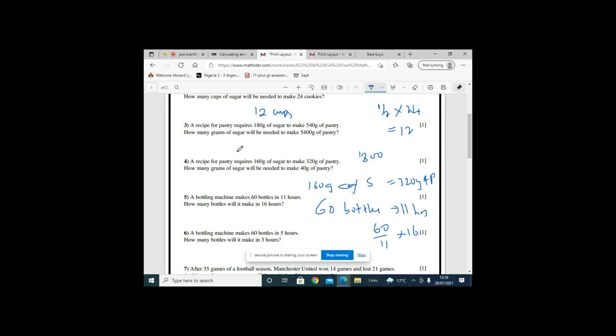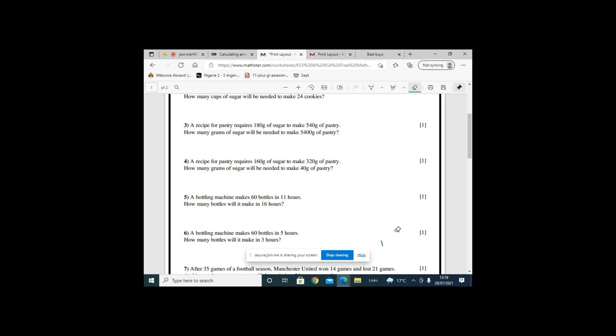So the second part of proportion is, I told you earlier that we have 2 types of proportions. We have the inverse proportion and the direct proportion. We discussed the direct proportion initially. When 2 things increase at the same rate, that is called direct proportion. For example, when the temperature increases, the sales of ice cream also increase, because people tend to buy more ice cream.